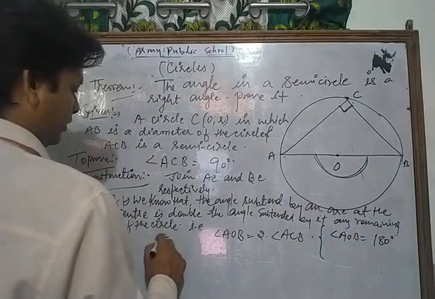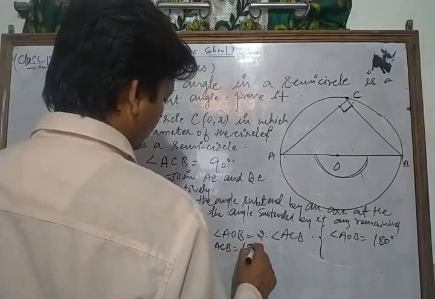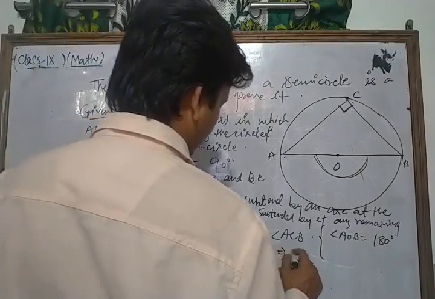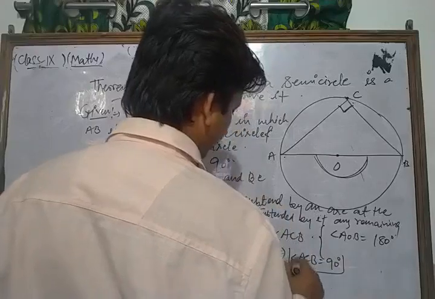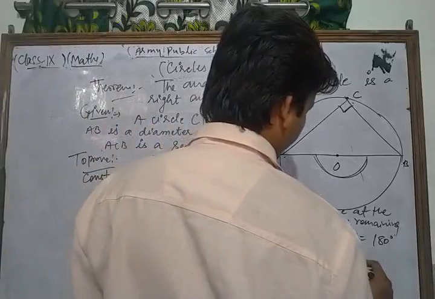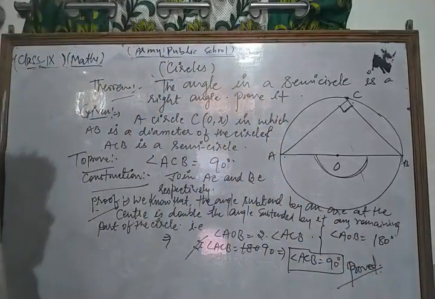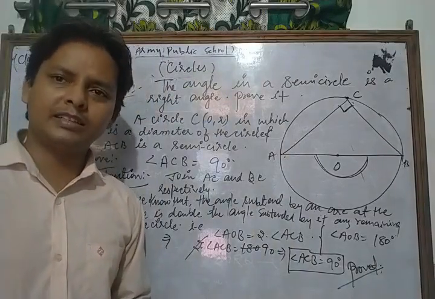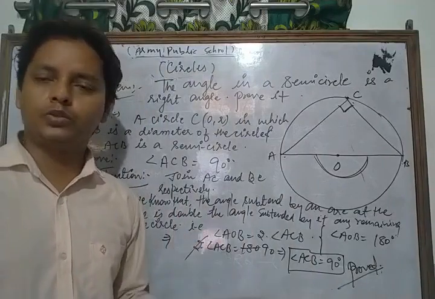180 degrees. So from there we write 2 times angle ACB is equal to 180, so we get angle ACB is equal to 90 degrees. Hence proved. Thus, dear students, in this way we can say that the angle in a semicircle is what?